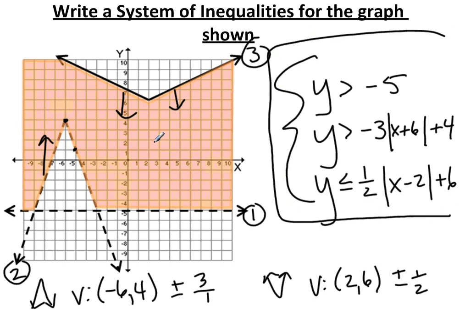And you can always do a test point. Pick a point anywhere in the shaded region. Substitute in all 3. It should make all 3 true. If it doesn't, then you might have to reevaluate your inequalities.